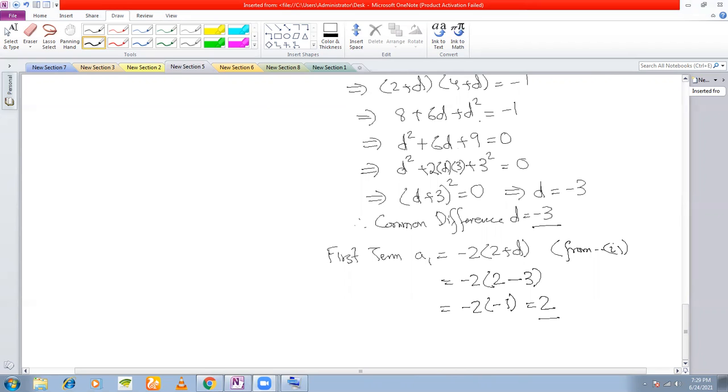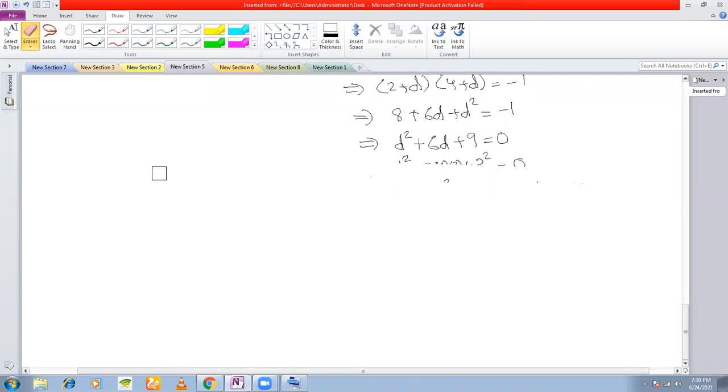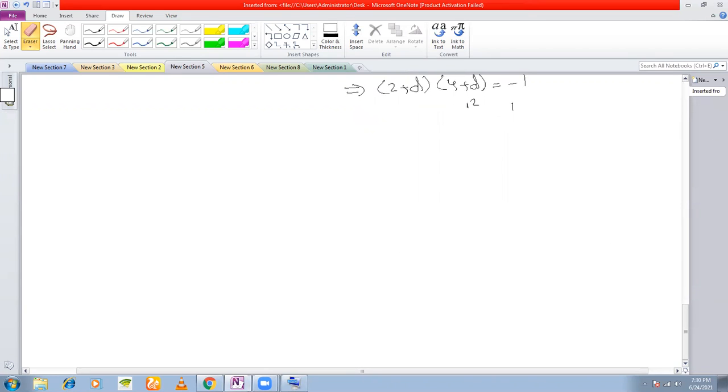Are we clear over here? Yes, sir. The solution was long, but the sum wasn't too difficult. As you are seeing that in almost all the problems, I'm finding out A1 and D. Okay, so in most of the sums in AP, always try to get the first term and the common difference.